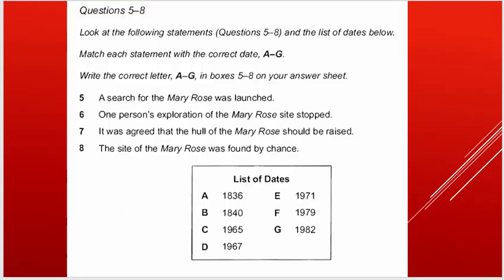And what is question 7 stating? It was agreed that the hull of the Mary Rose should be raised. So far we haven't got any of our keywords, that is, agreement, or something about the hull, and something about raised. So we can't confirm that 1967 is the answer. That rules out option D.